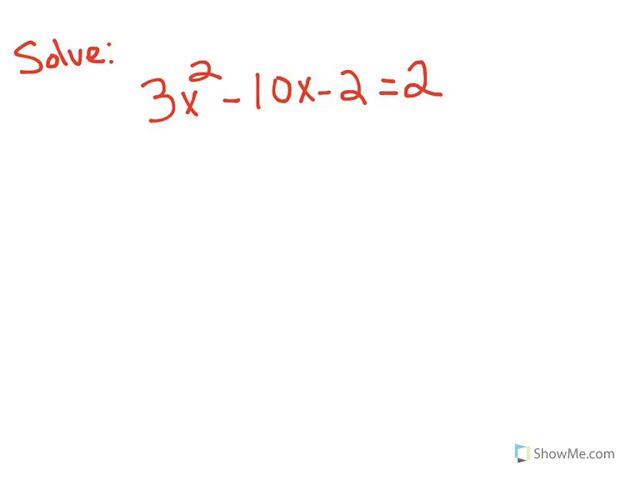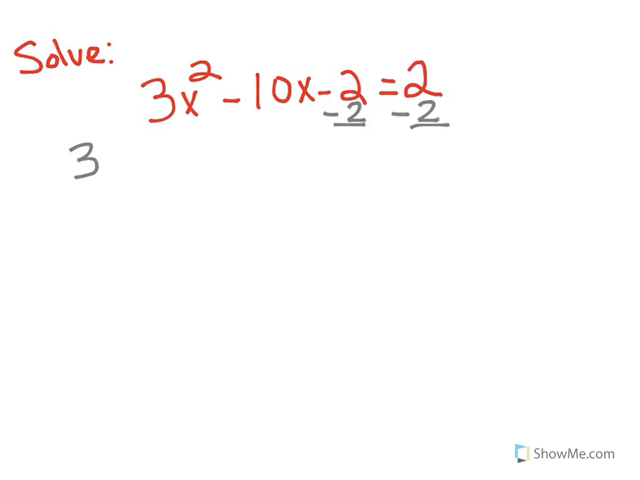3x squared minus 10x minus 2 equals 2. I am hoping the very first thing you notice is that it is not quite in standard form. It needs to be set equal to 0. So that means this 2 is in the wrong spot. I need it to come over to the other side of the equal sign. Well, the way we move it is it's a positive 2, so we're going to use a -2. So we're going to do minus 2 and put it underneath its like term.